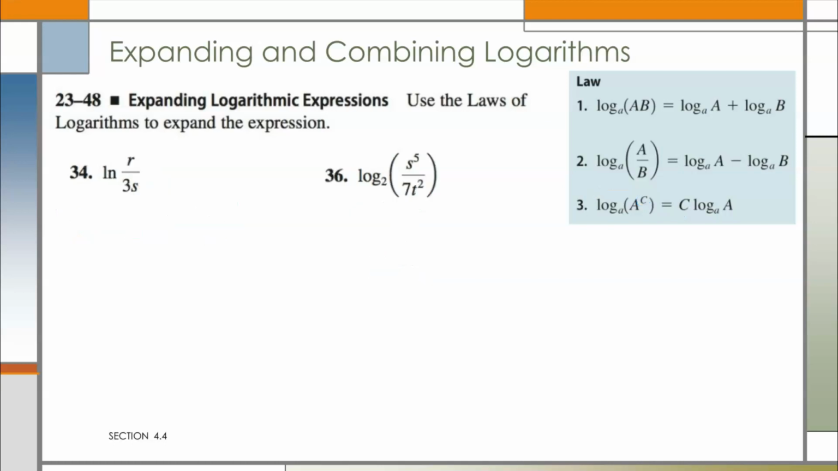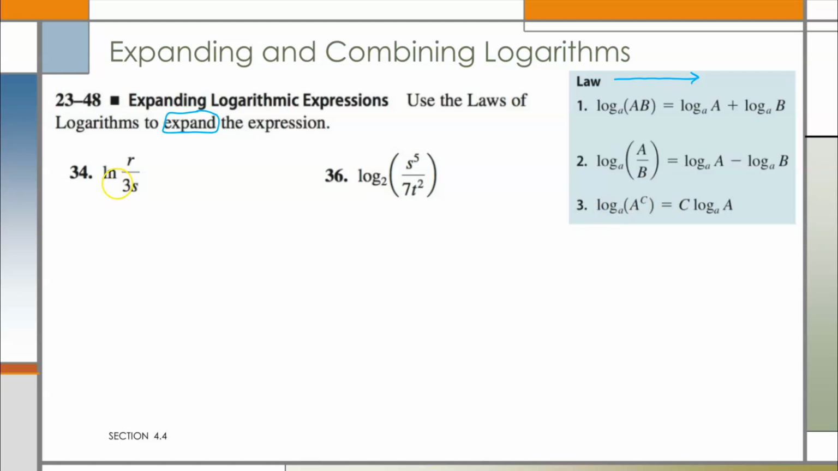All right. Use the laws of logarithms to expand. If we're expanding, we're making the expression larger, so we're using our rules from left to right. When we see a multiply, separate with addition. When we see a division, separate with subtraction. If we have a power, we bring the power out front. See log base A of A.